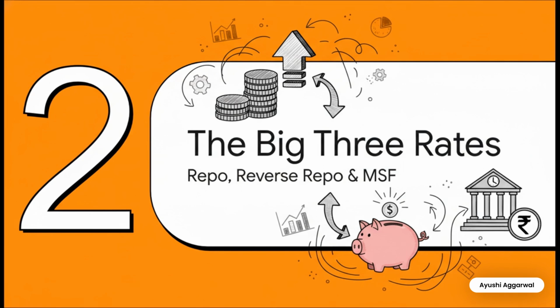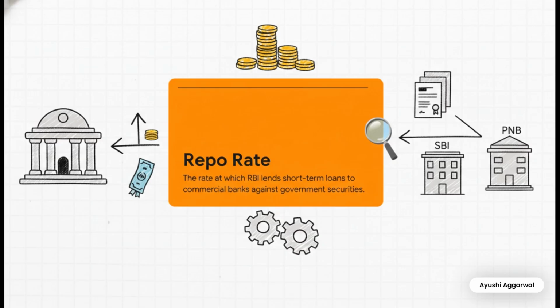Now these are the heavy hitters, the ones you see in exam questions all the time: the repo rate, the reverse repo rate, and the MSF. Let's break them down one by one. First up, the repo rate. Super simple. This is the interest rate that RBI charges when it lends money to commercial banks, like SBI or PNB. It's for short-term needs.